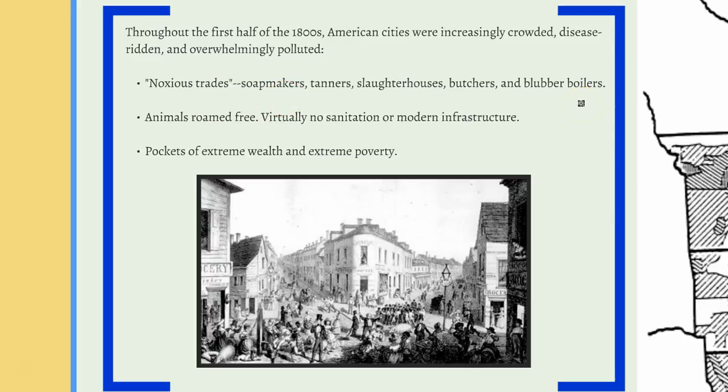Many Americans at the time said one of the worst problems with the cities was simply the smells, thanks in part to what were called the noxious trades. These were people like soap makers, tanners, slaughterhouses, butchers. There was even a line of work called the blubber boilers. These were people that bought animal fat and boiled it down to be used in other products. All these types of industries are just further polluting these cities because of all the organic material that they utilize. In most of these cities, animals completely roamed free as scavengers, but again, they're just roaming free because there's virtually no regulation. There's no sanitation, virtually no modern infrastructure, and we see incredible pockets of wealth and then extreme poverty all over these urban areas.